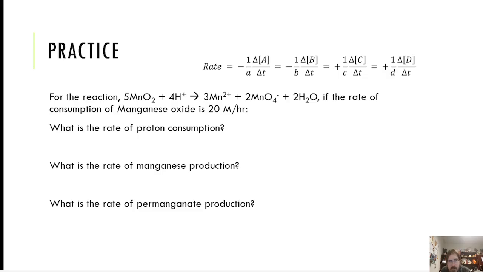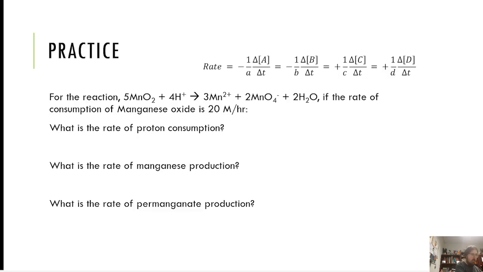Now, if the relative rate of consumption of manganese(IV) oxide is 20 molar per hour, what is the rate of proton consumption? This is easy. So let me write this down real quick.